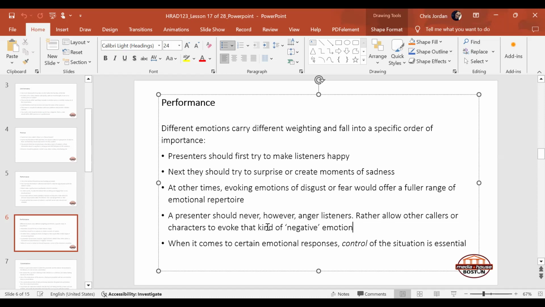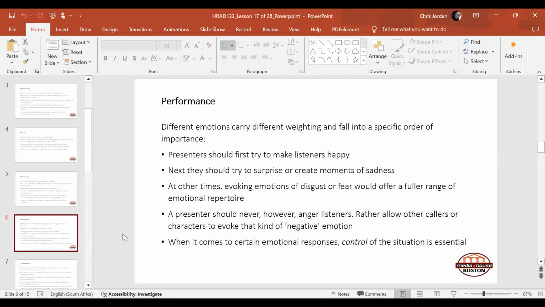But we can use, like I say, what is around us to basically say what we want to say without having to say it. Right. When it comes to certain emotional responses, control of the situation is essential. So when we do prep, we also need to be in the right mindset. It plays a massive role, obviously, right? So I'm going to have control where I know where I am going.